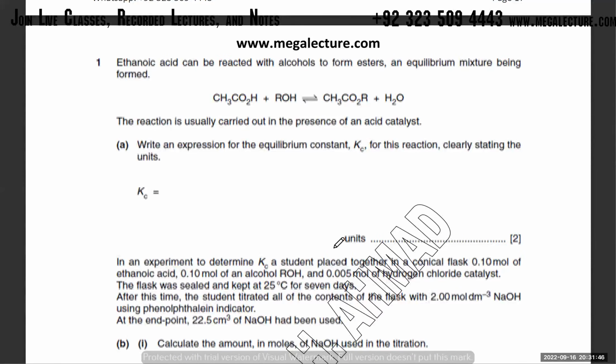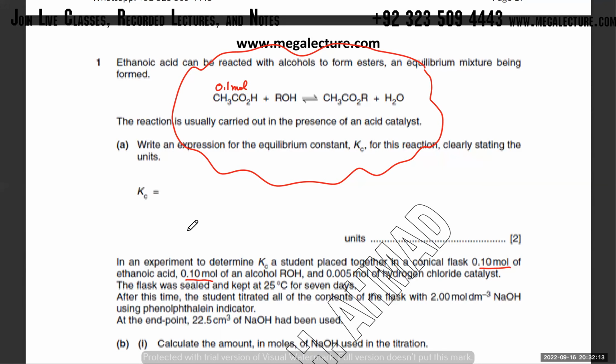Now there's an experiment that goes on to determine a Kc, and a student placed together in a conical flask 0.1 moles of ethanoic acid and 0.1 moles of an alcohol and 0.005 moles of HCl. So imagine you've got this conical flask, right? What are you adding into the conical flask? You're adding 0.1 moles of ethanoic acid, and you're adding 0.1 moles of ethanol as well. An acid catalyst is also added in between, so you're adding 0.005 moles of HCl as well.